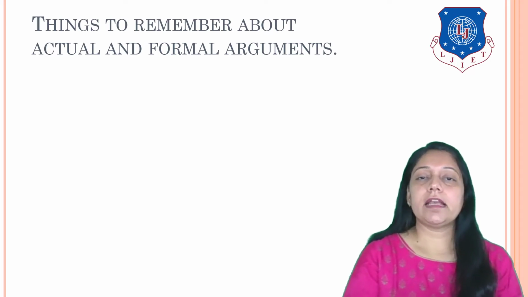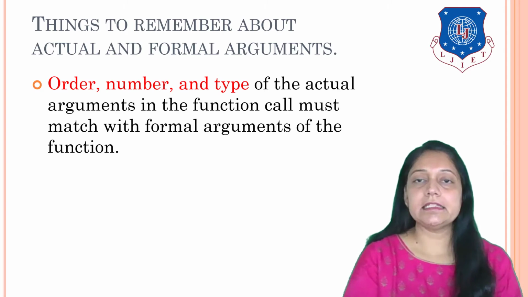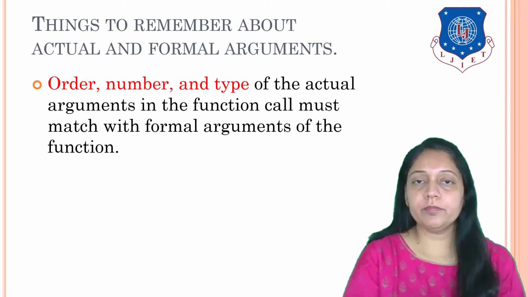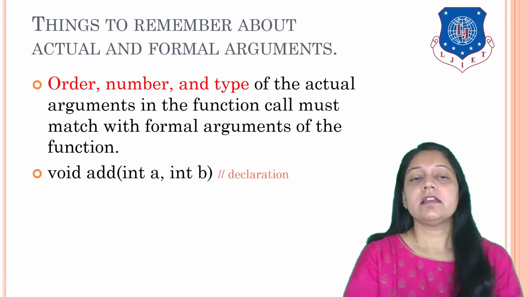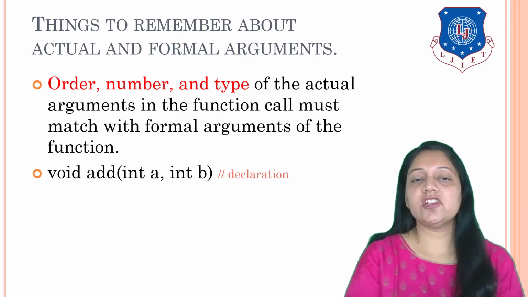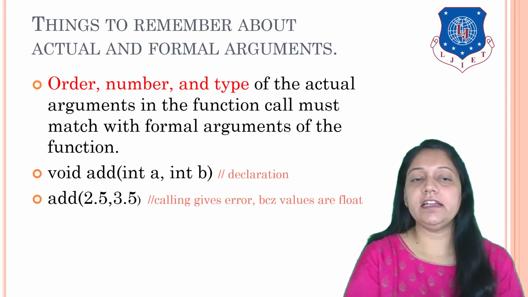Whenever you are working with actual and formal arguments, you should remember three important things: the order of the arguments should be the same, the total number of arguments should also be the same, and the data type should be the same. What do we understand by this? Say, for example, I have a function void add, the return type is void, and there are two arguments, int a and int b. That means there are a total of 2 arguments, and both are of integer data type.